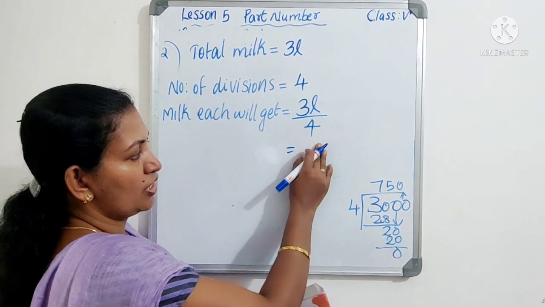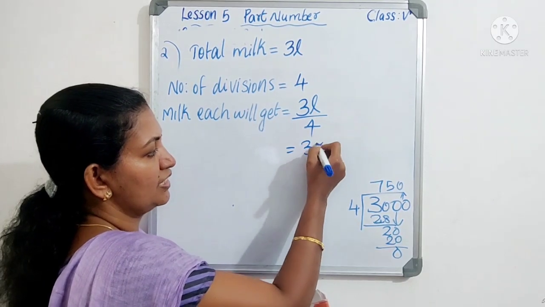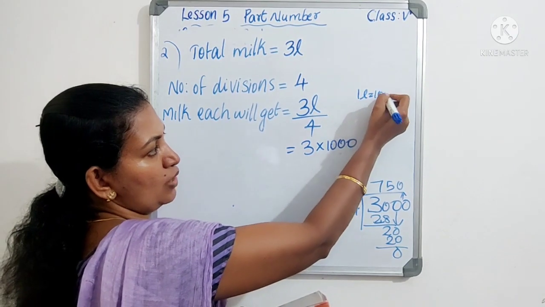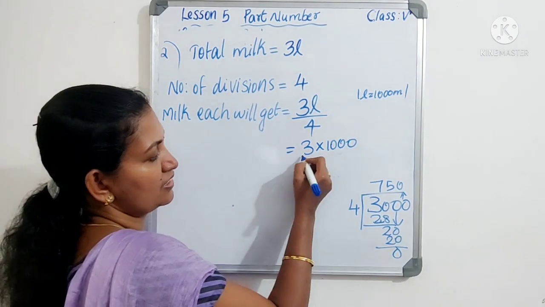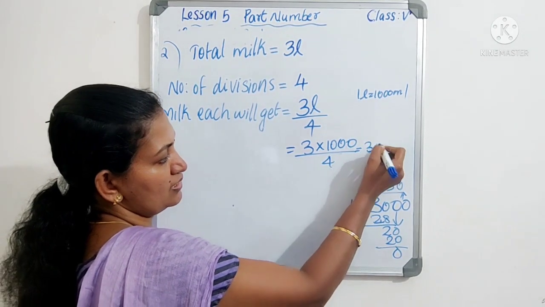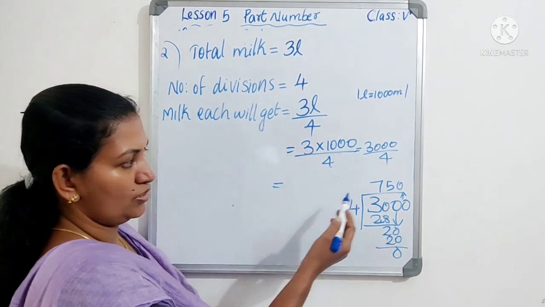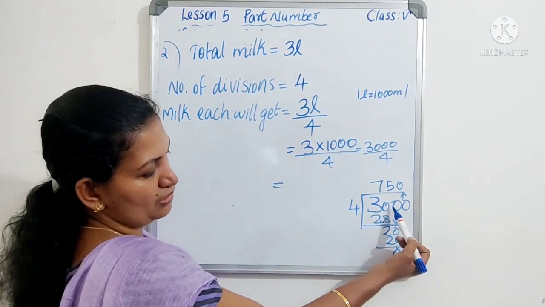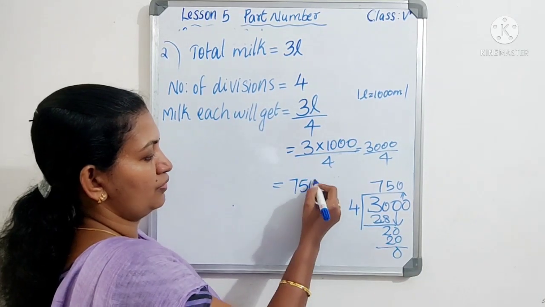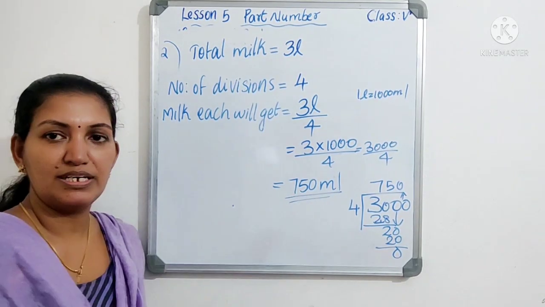Okay. This we have to convert into milliliter. How can you convert into milliliter? That is 3 into 1000. 1 liter is equal to 1000 ml. So 3 liters is equal to 3 into 1000 divided by 4. So equal to 3 into 1000 is 3000 divided by 4. Okay. Next we have to divide 3000 by 4. That is 750. So 750 milliliter. Okay. So each one gets 750 milliliter.